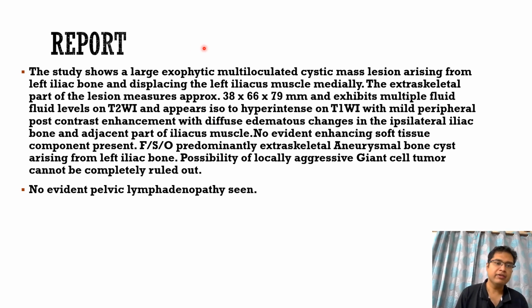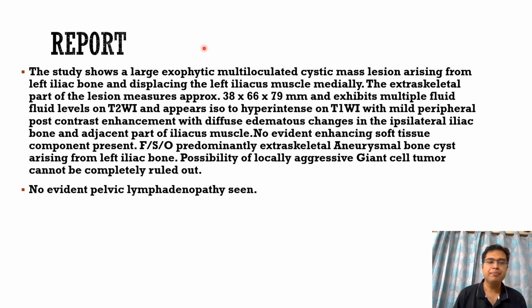So this is the report that I had given: the study showed a large exophytic multiloculated cystic mass lesion arising from the left iliac bone and displacing the left iliacus muscle medially. The extraskeletal part of the lesion measured 38 x 66 x 79 mm and exhibits multiple fluid levels on T2 weighted images, which is characteristic of an aneurysmal bone cyst, and appears iso to hyperintense on T1 weighted images. That depends on the stage at which the blood components are.